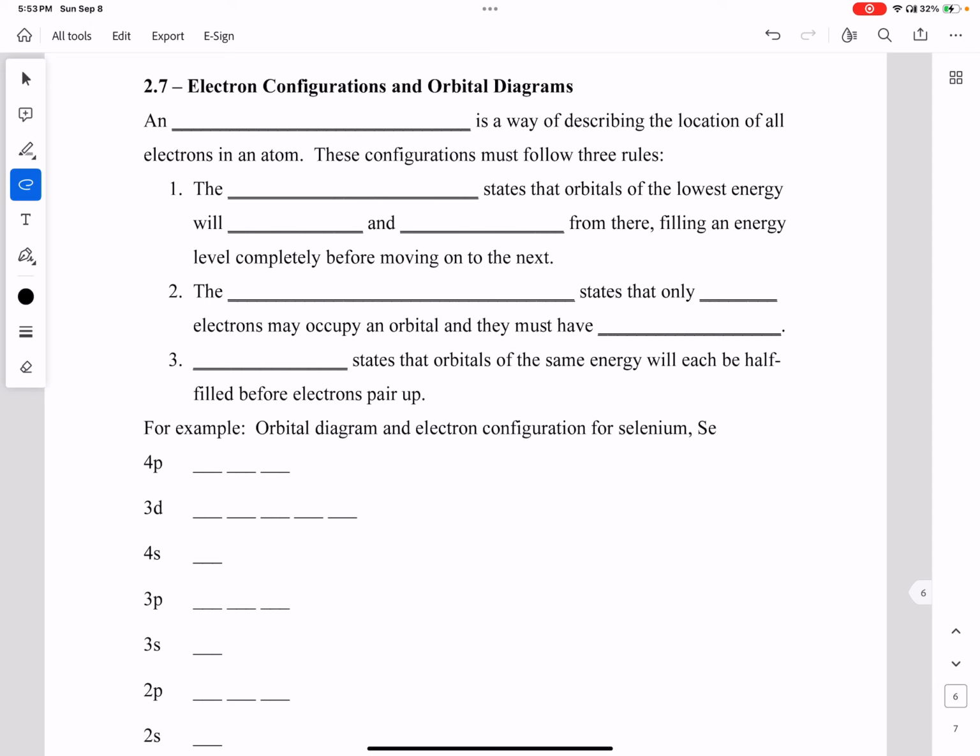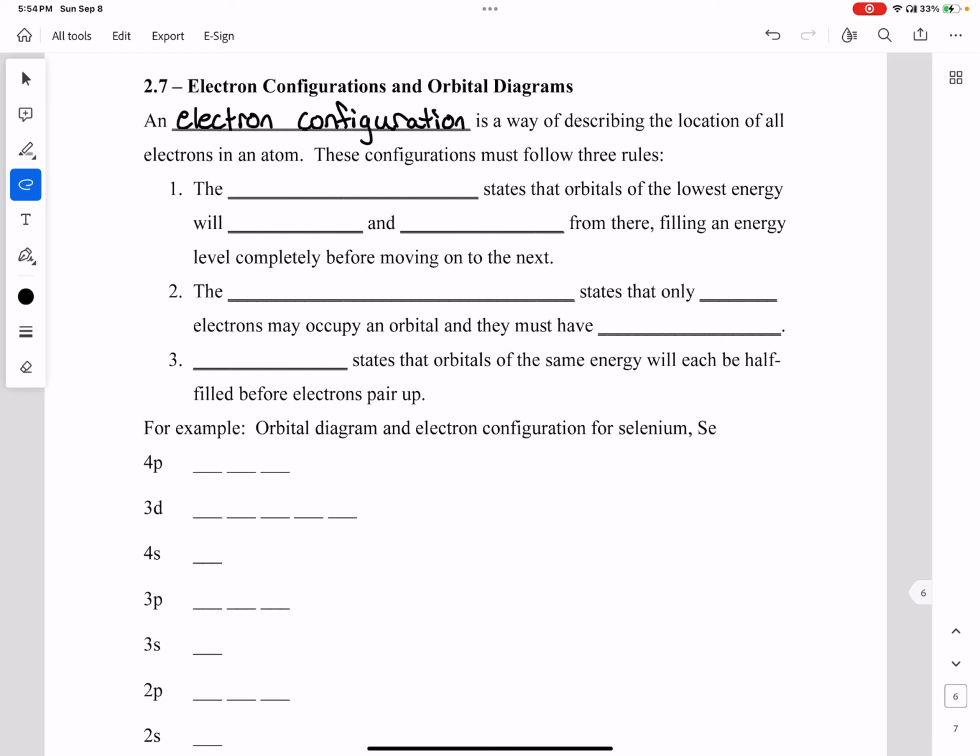Okay, now let's look at electron configurations and orbital diagrams. Okay, so an electron configuration is a way of describing the location of all electrons in an atom very specifically. We should say the most likely location because this is all based on probability, but we can think of it in this class as definitely the location.